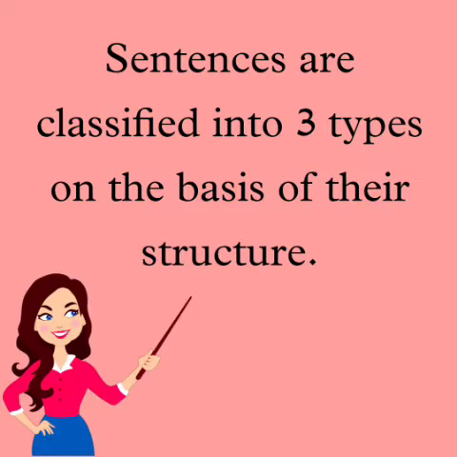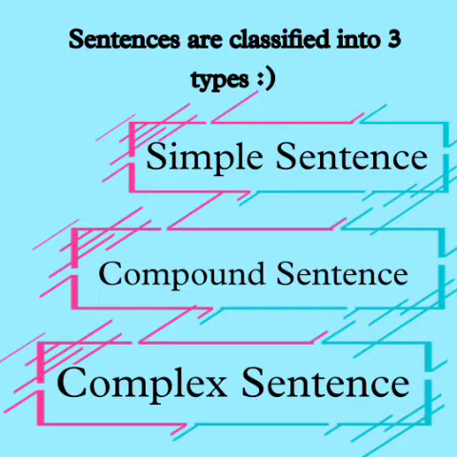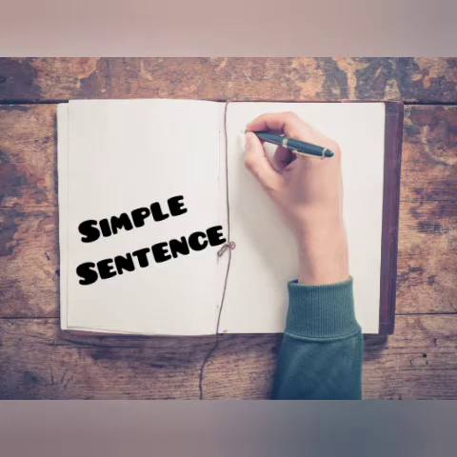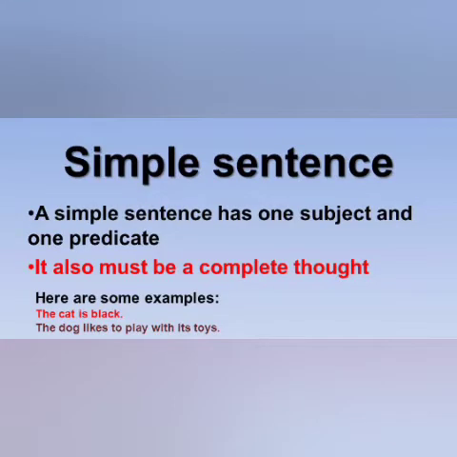On the basis of their structure, it has three types: the simple sentence, compound sentence, and the third one is the complex sentence. So, the first one is the topic of simple sentence. Now, what is a simple sentence? A simple sentence has one subject and one predicate. It also must be a complete thought.